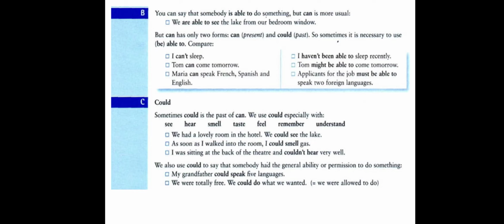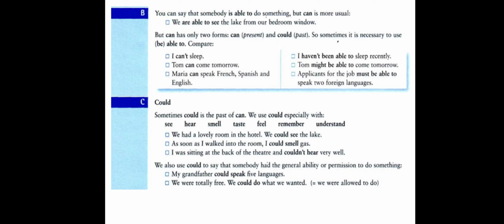Example number 2: as soon as I walked into the room, and here I walked means the sentence is in the past. We speak about a past situation, so we can't use can, so we must use the past of can, which is could, so it becomes I could smell gas. Here we use could plus the base form smell, so it becomes I could smell gas.